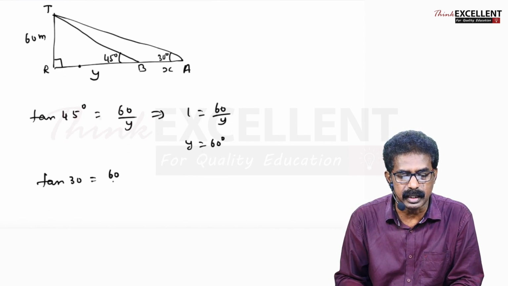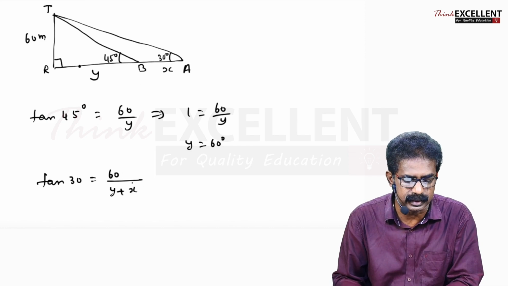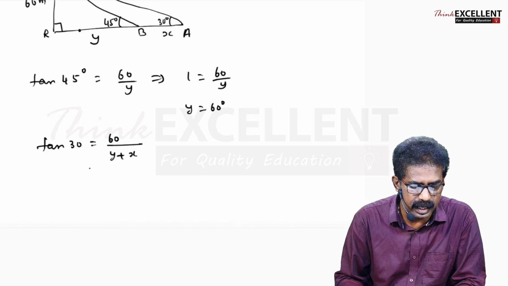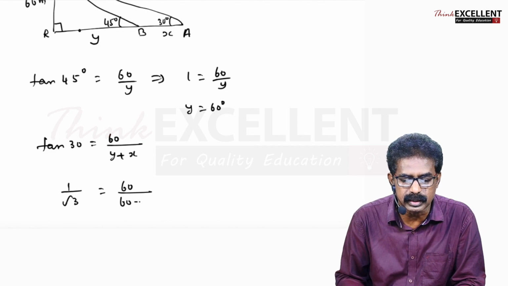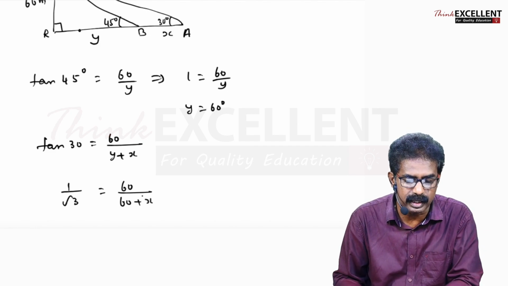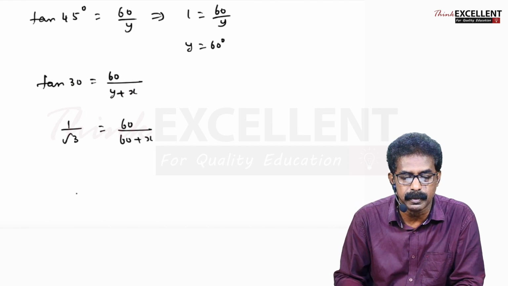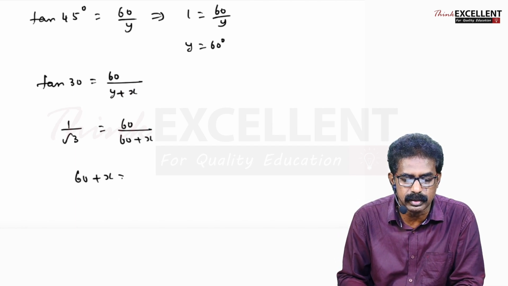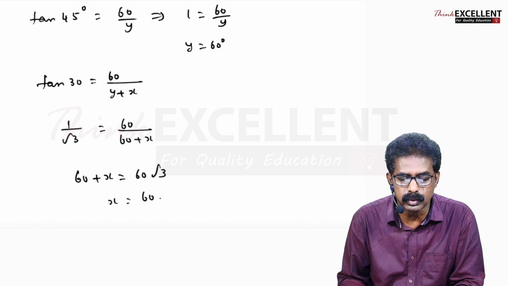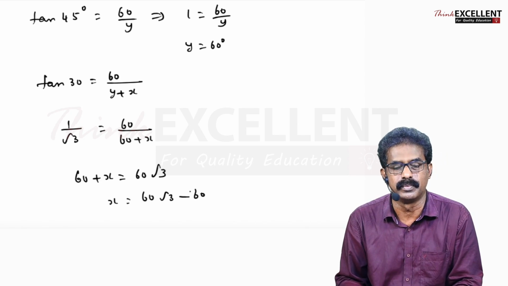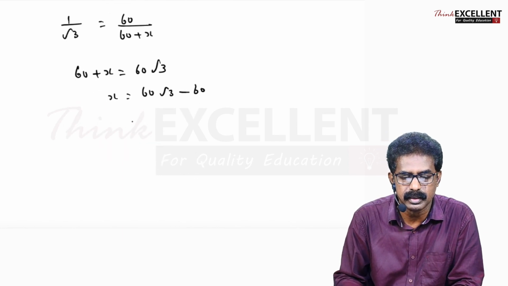Opposite side 60 by adjacent is Y plus X. So you know the value of tan 30. Tan 30 is 1 by root 3, equal to 60 by Y value, which is 60. So 60 plus X. We have to find the X value, right? From here you find X. So you cross multiply: 60 plus X equals 60 root 3, or X is equal to 60 root 3 minus 60. So take 60 common: 60 into root 3 minus 1.